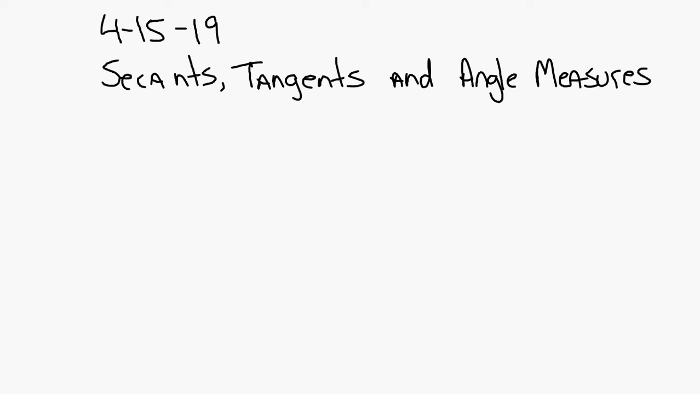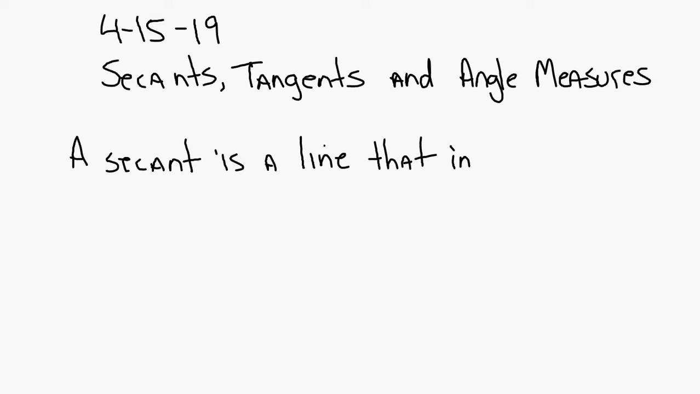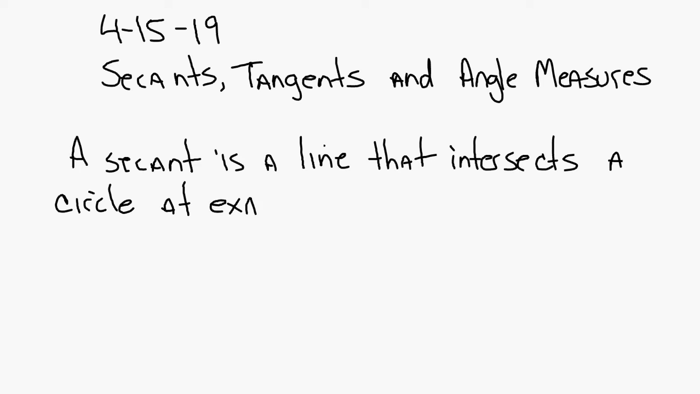A secant is a line that intersects a circle in exactly 2 points. A secant is a line that intersects a circle at exactly 2 points.